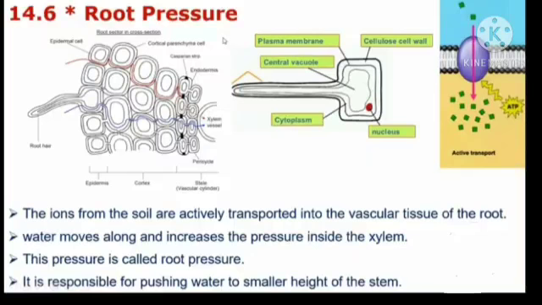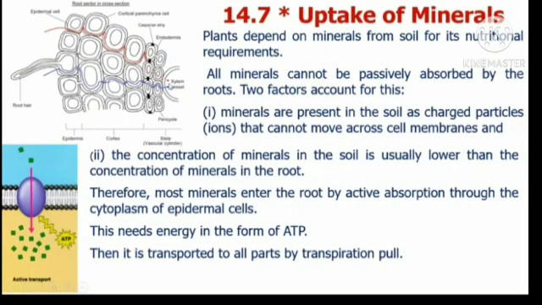Root pressure: water is absorbed through the roots by osmosis. The ions from the soil are actively transported into the vascular tissue of the root. Water moves along and increases the pressure inside the xylem. This pressure is called root pressure. It is responsible for pushing water to a small height of the stem, where the water can be passed to all parts of the plant.